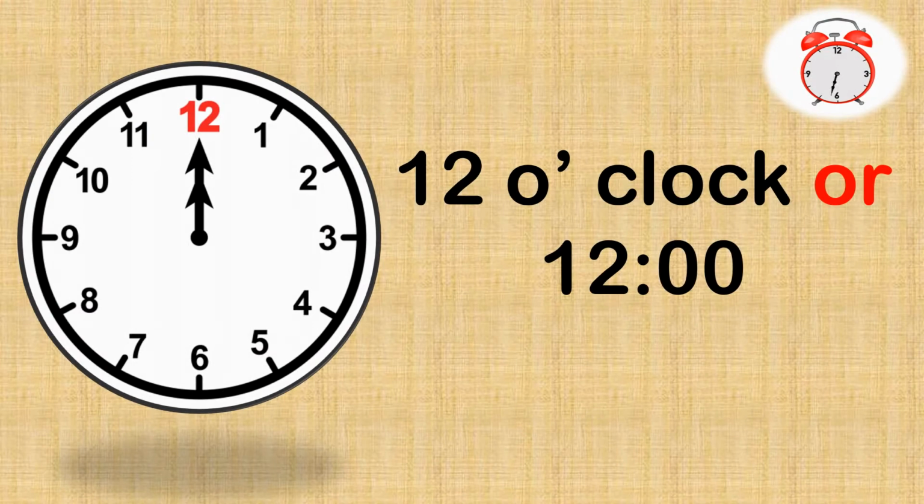Children, look at the clock and tell me, what do you see on the clock face? Yes, there are 12 numbers on the clock face. Children, let's begin with the whole hour. In this clock, the hour hand, the short hand, is pointing to number 12 and the long hand, the minute hand, is also pointing to number 12.